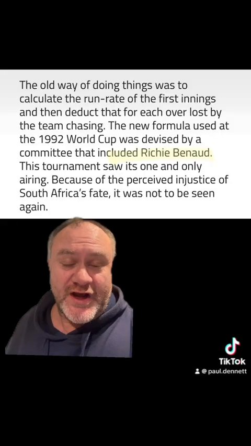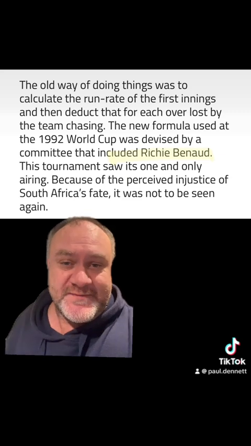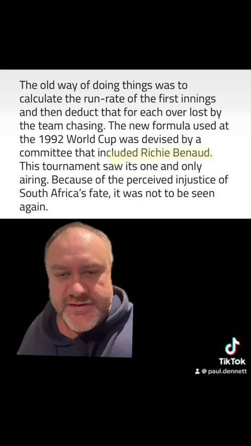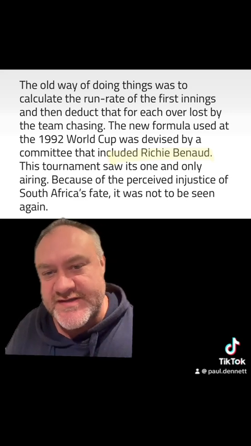So what they should have done at this point was consult the mathematicians. Instead, they consulted cricket experts. Now, I love Richie Benaud, but he got this wrong. He was part of the committee that put together the solution, and they only considered the problem that had occurred beforehand. They didn't consider all eventualities.